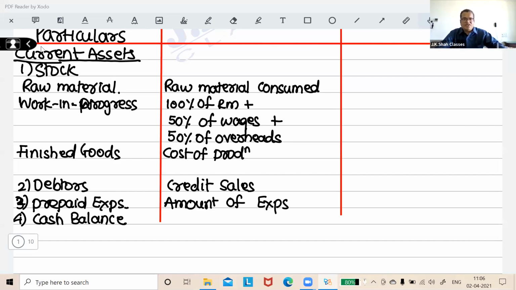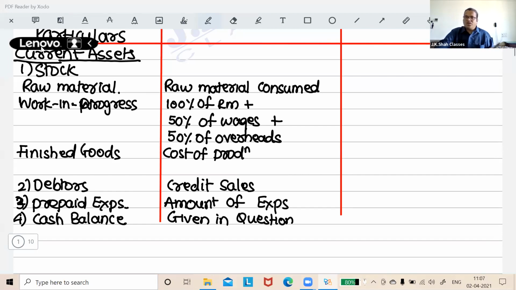And for that matter, guys, how much money the organization will be happy to keep in the cash box? It will be very simple. It will always be given in the question. You cannot, in the middle of the exam, leave the paper and go to that organization's office and talk to the people: Sir, please tell me how much money you want to hold in your cash. That's not possible. We also know that. So cash balance, how much to have, will always be given in the question. Okay, so let's continue.